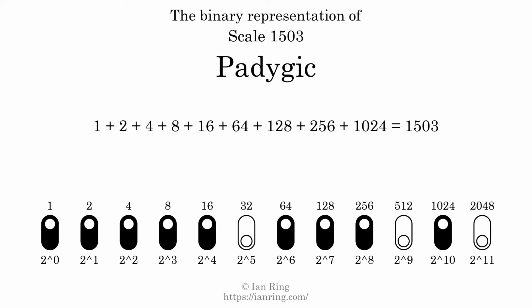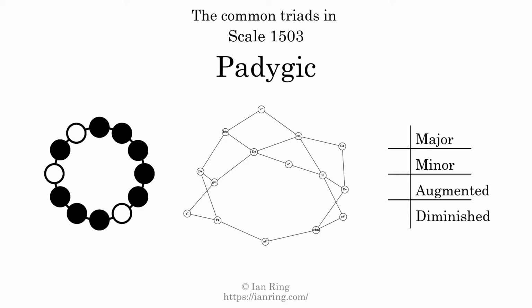The scale number not only enumerates the scale with a unique index, but it also literally describes the tonal content of the scale. Represented as a binary number in base 2, the scale number is 0101110111111. Here are the common triads present in this scale. The diagram in the center is a graph of parsimonious voice leading between triads.